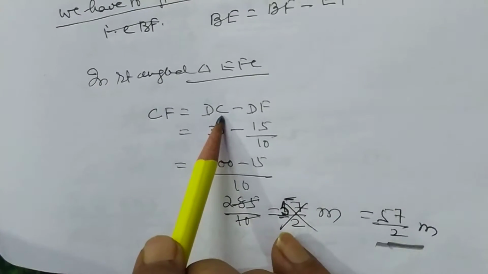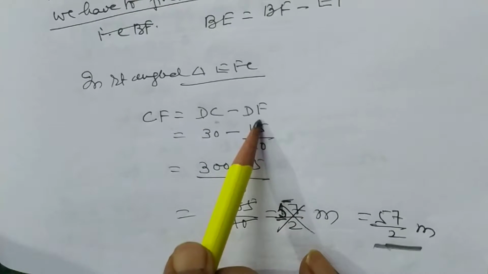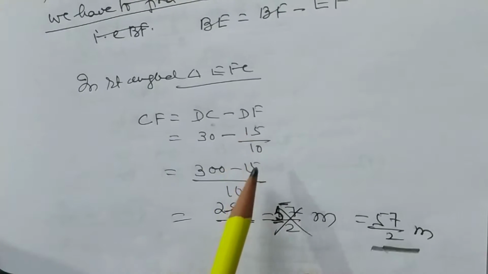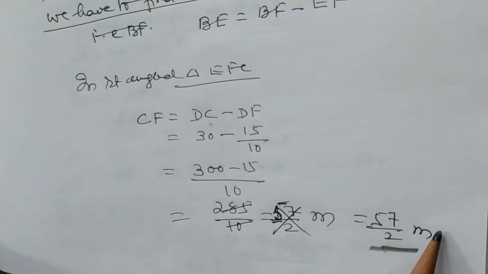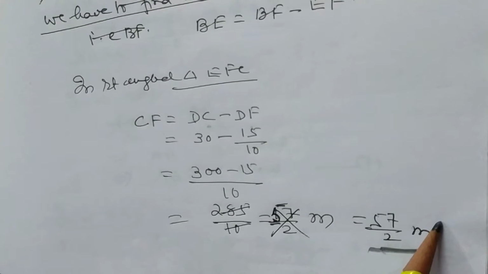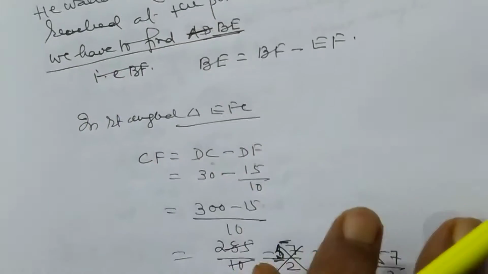CF is DC. DC is 30 minus DF. DF is 1.5. And after subtracting we have CF is 57 by 2 meter.